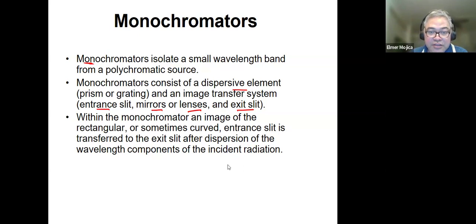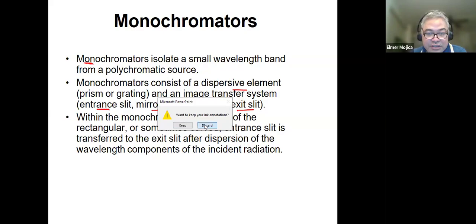I'm going to make everything available in the slides once we're done with this chapter, because we will end this chapter with this part here on the so-called monochromators.